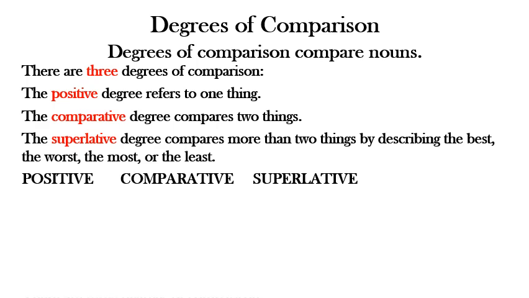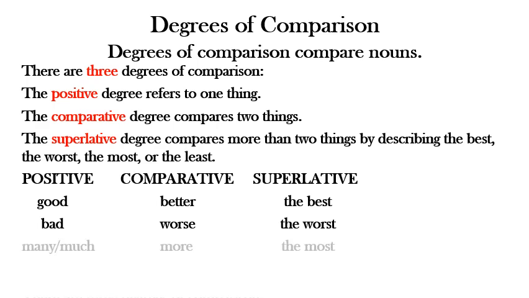Now, here are some examples. The most famous of them all: good is the positive degree, better is the comparative degree, and the best is the superlative degree. And there we've got the same: bad, worse, the worst. And we've got many or much, more, the most, and little or few, less, the least.